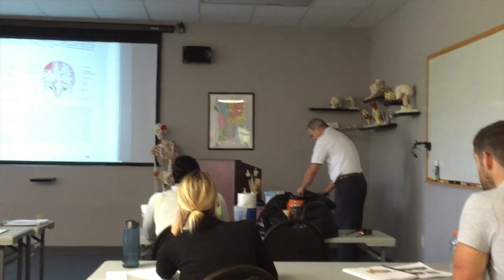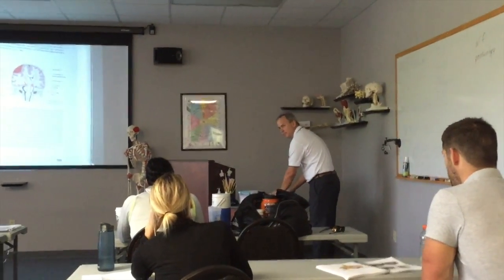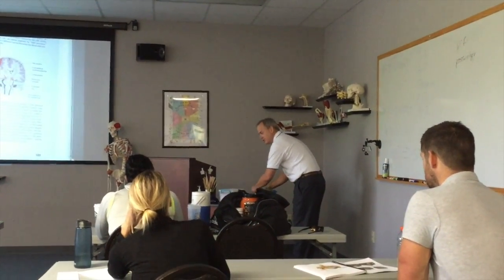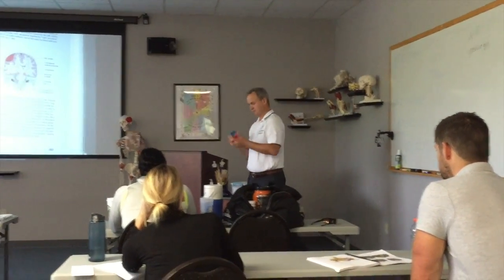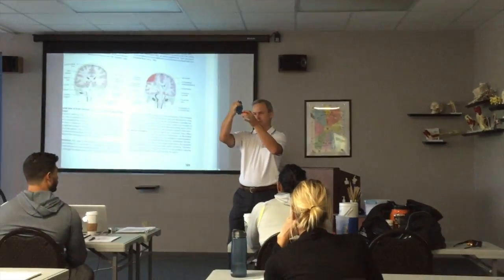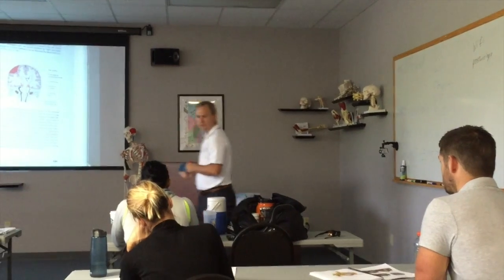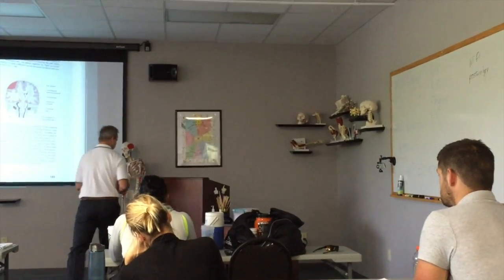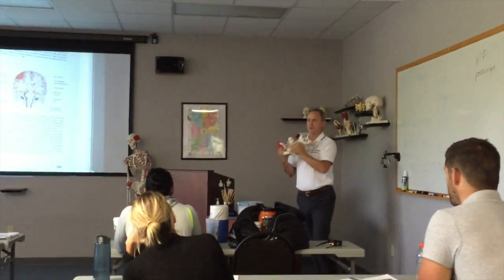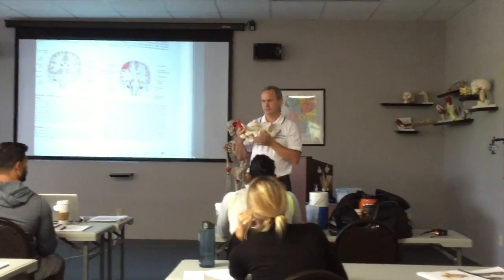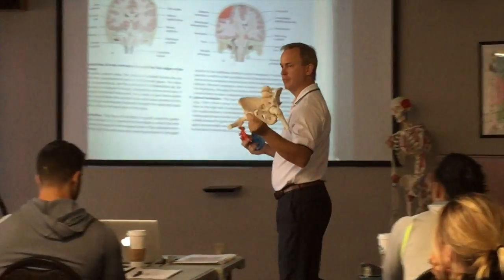I'll give you a hint. There's only two of these joints in the body, and one of them is here. One of them is right there, right? And the other one's right here. No, it's the other one.